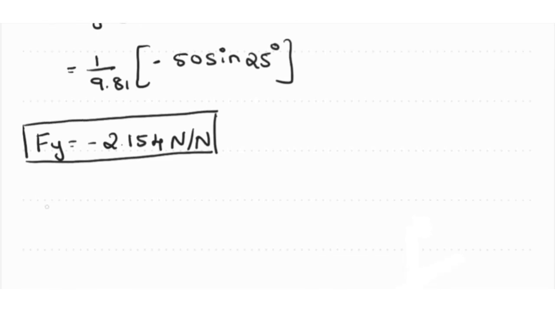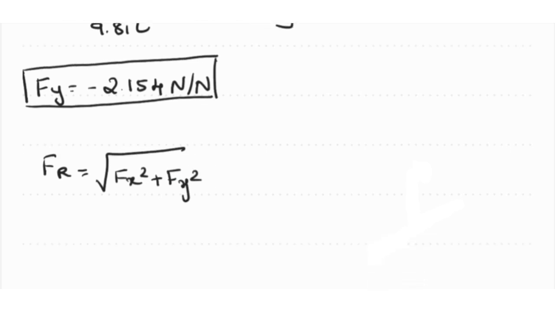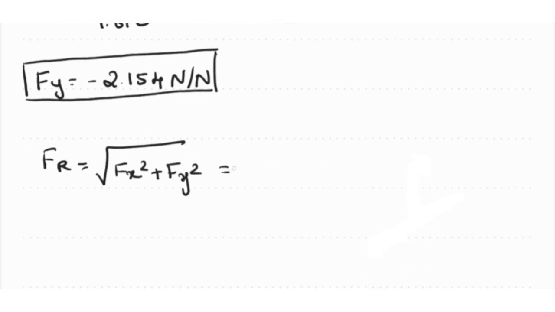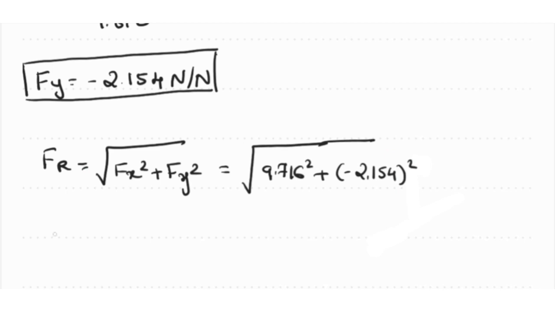So that is nothing but Fr is equal to square root of Fx square plus Fy square. Should substitute the values. So Fx is 9.716 square, Fy is minus 2.154 whole square. So we'll get the answer Fr is equal to 9.95 Newton per Newton.